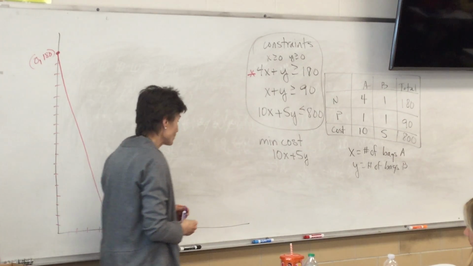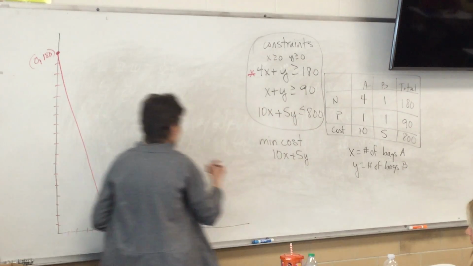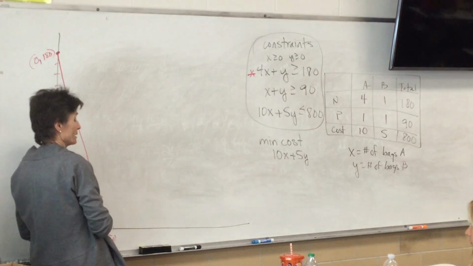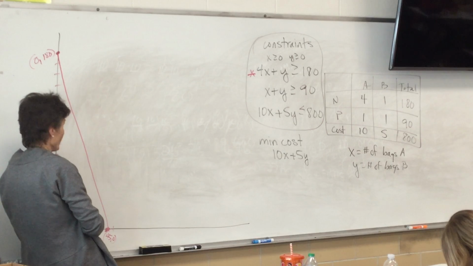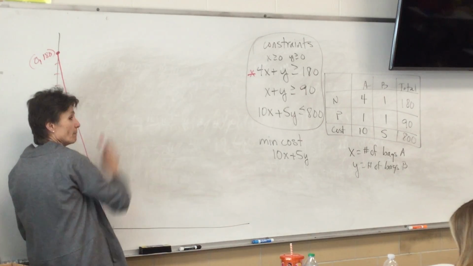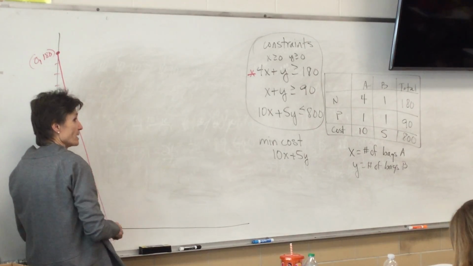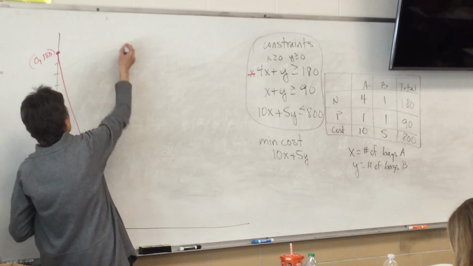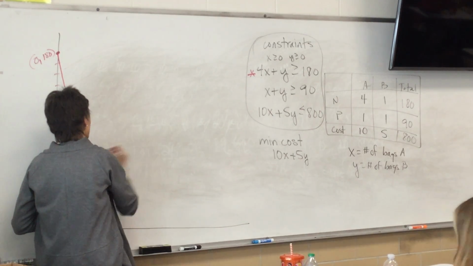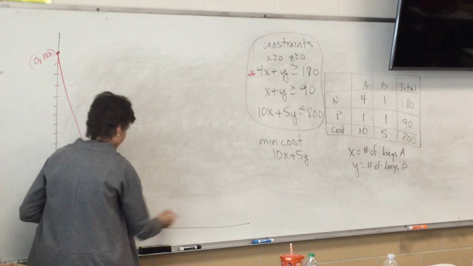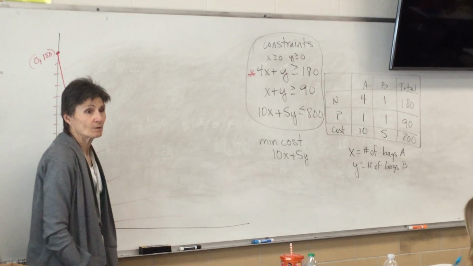Now, where is the red line shaded? Every time I draw an inequality, once I get my line drawn, I either have to shade underneath it or above it. Where is this one shaded? Above. So far, this is my area that I am working with. Would everybody agree with that? Yes.